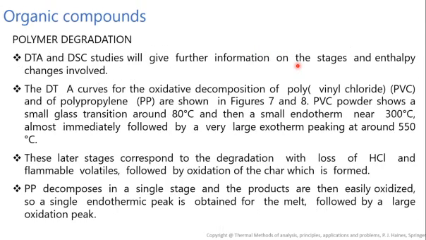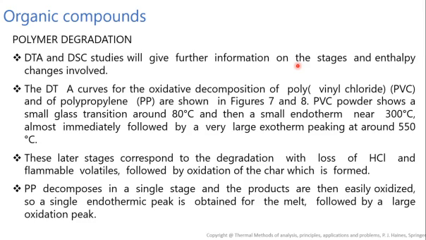With polymer degradation, DTA and DSC studies will give further information on the stages and enthalpy changes involved. The DTA curves for the oxidative decomposition of polyvinyl chloride (PVC) and polypropylene (PP) are shown in figures 7 and 8. The PVC powder shows a small glass transition, and then a small endotherm near 300 degrees Celsius is observed, followed by a very large exotherm peaking at around 550 degrees Celsius.